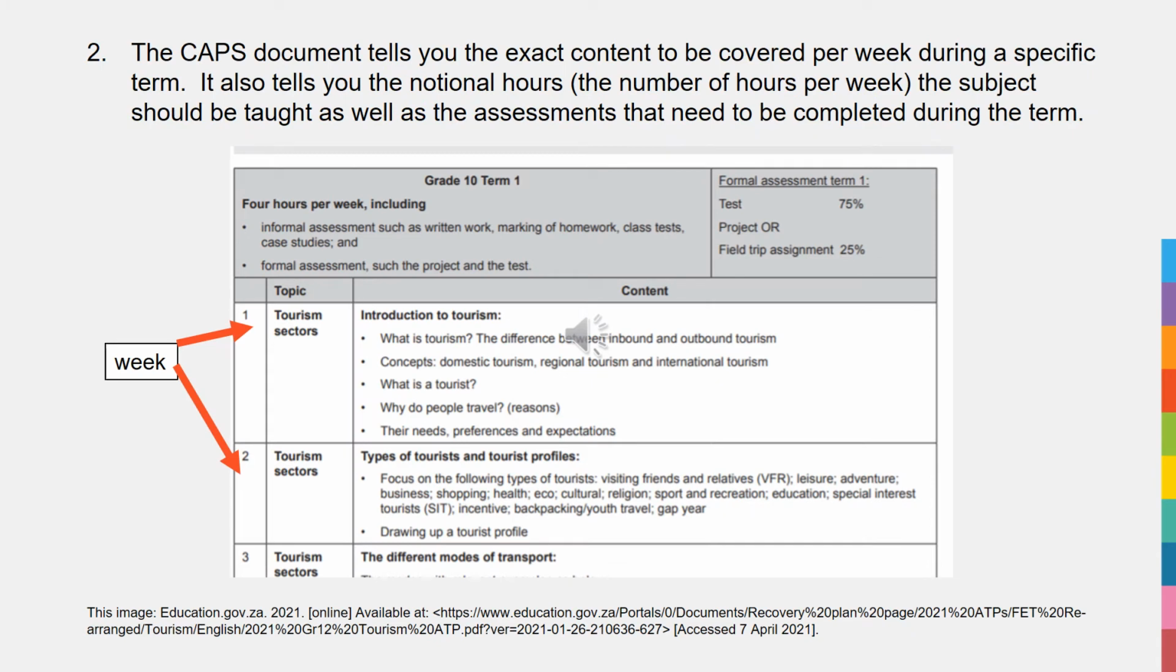Not only does your CAPS document tell you what sections you should cover under the main topics, it also divides your curriculum per grade into what you have to cover in term 1, term 2 and term 3 for each specific grade. It tells you the notional hours that you must spend on each topic or subtopic, and then it tells you what assessments must be done during that term.